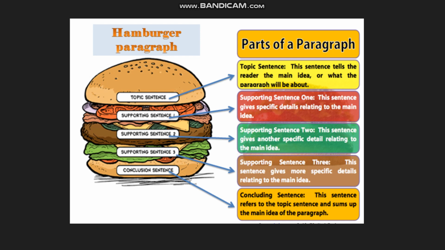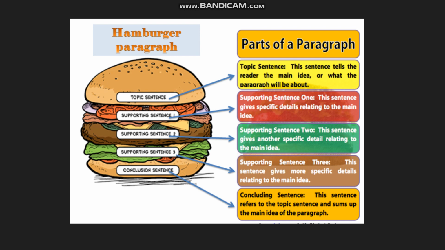So this is in more detail what it is and how to go about it. We start with the topic sentence. That is the sentence that tells the reader the main idea or what the paragraph will be about. We go next into the supporting sentence. This sentence gives specific details relating to the main idea. Same thing for supporting sentence number 2. Same thing for supporting sentence number 3.